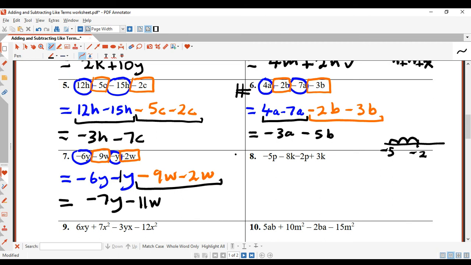Try question 8. This will be the hashtag example for you. Try question 8 by yourself. All right, so we're going to circle negative 5p. Now the other p term is here. We've got to circle the minus sign with it. Then the negative 8k is the other term, and that pairs up with the positive 3k.